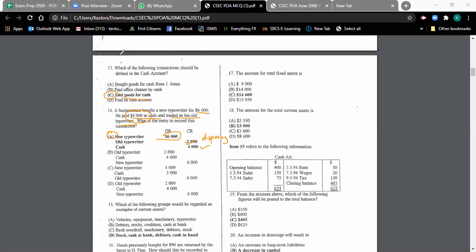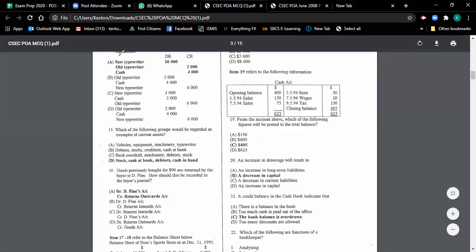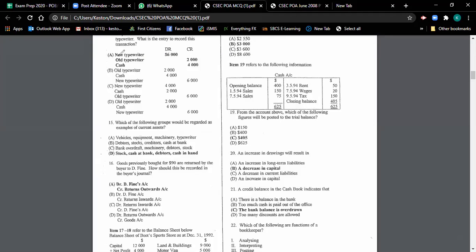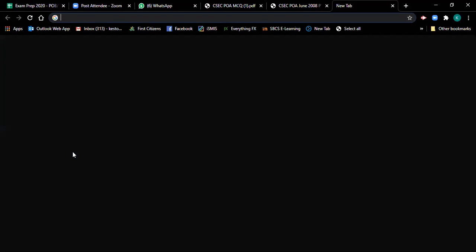Right? 15. Which of the following groups would be regarded as examples of current assets? Right? Stock, cash at bank, debtors, cash in hand, right? I really like this one. All the answers there. I didn't realize that.